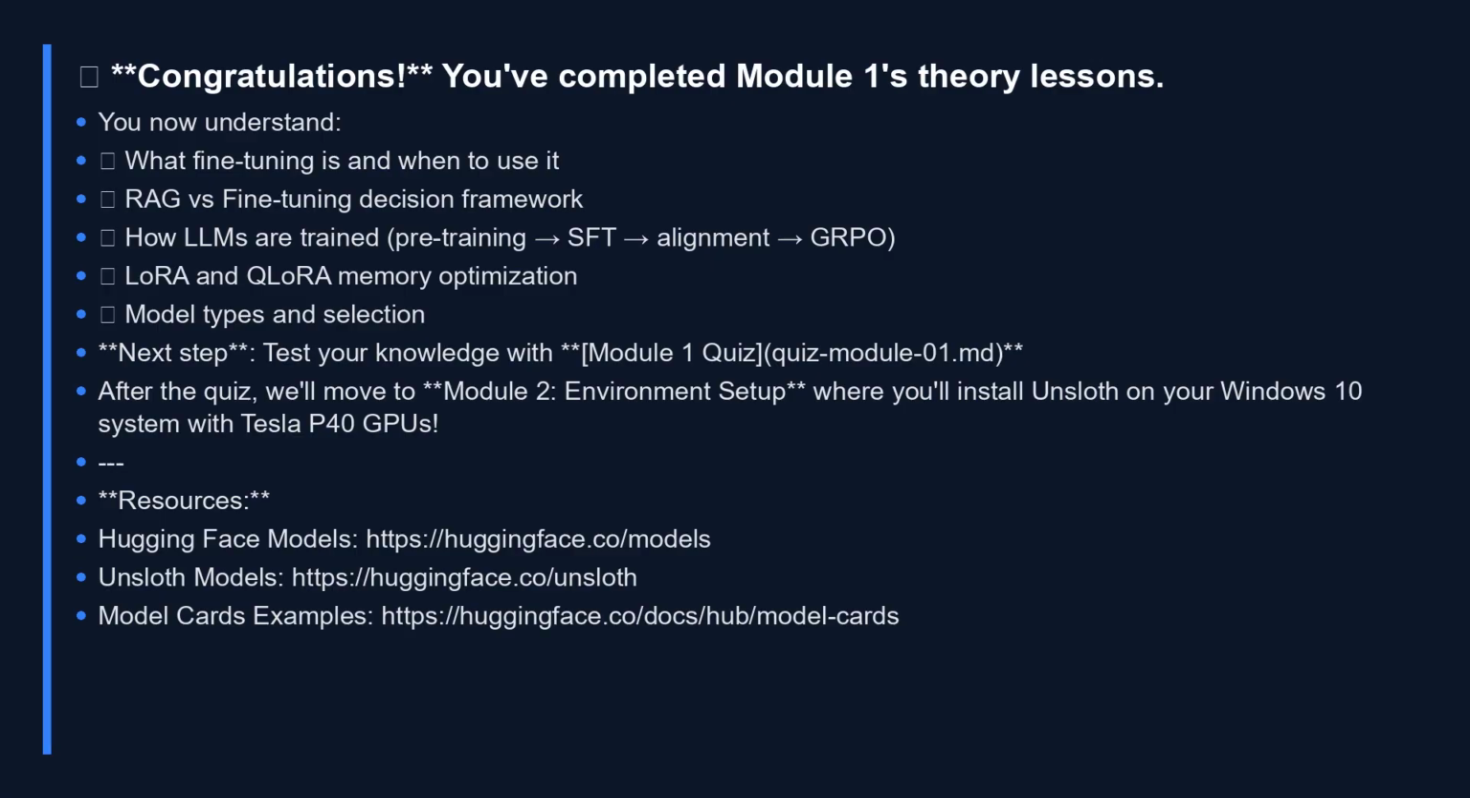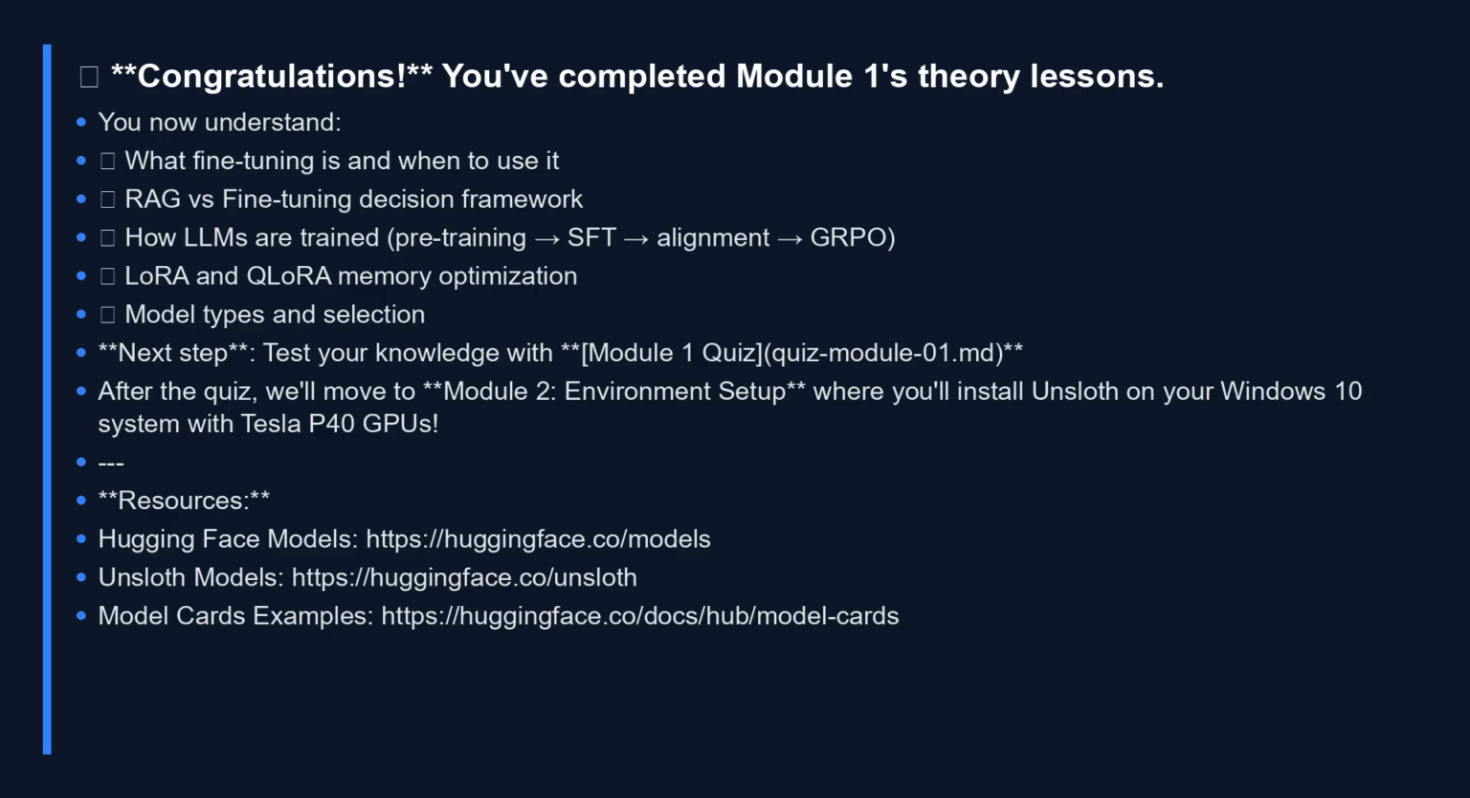What's next? That wraps up the theory section of Module 1. You've now built a complete mental model of the fine-tuning landscape, what fine-tuning is, and when it beats RAG, how LLMs are trained from pre-training through SFT through alignment, how LoRA and QLoRA compress the memory requirements to something your hardware can actually handle, and now how to read model names and select the right variant for any project.